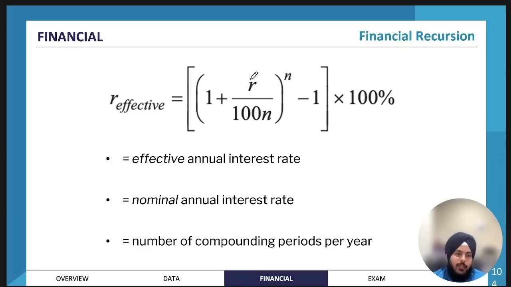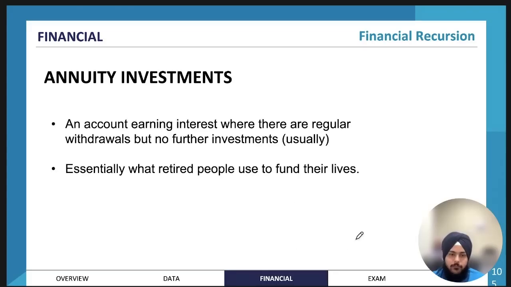This formula is in your summary, your data book. But again, you don't need to use this because you have an interest conversion menu on your calculator. So if we're using this formula, R is just going to be the nominal interest rate. The N is going to be the number of compounding periods a year. So is it weekly? Is it monthly? Is it fortnightly? And so on and so forth. And then R effective is just going to give us your effective interest rate.